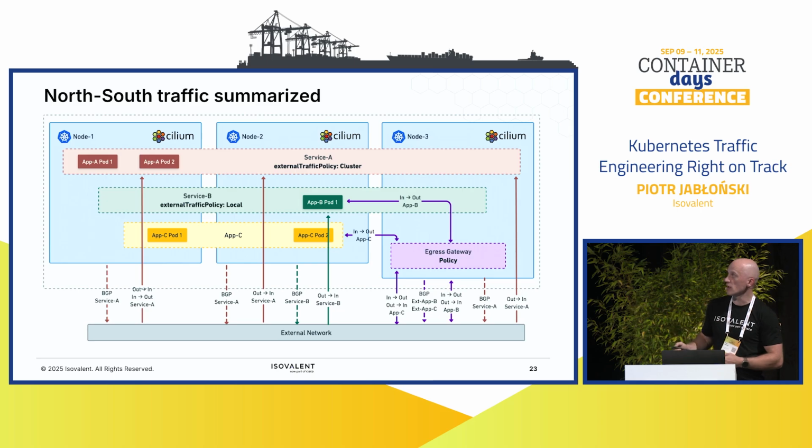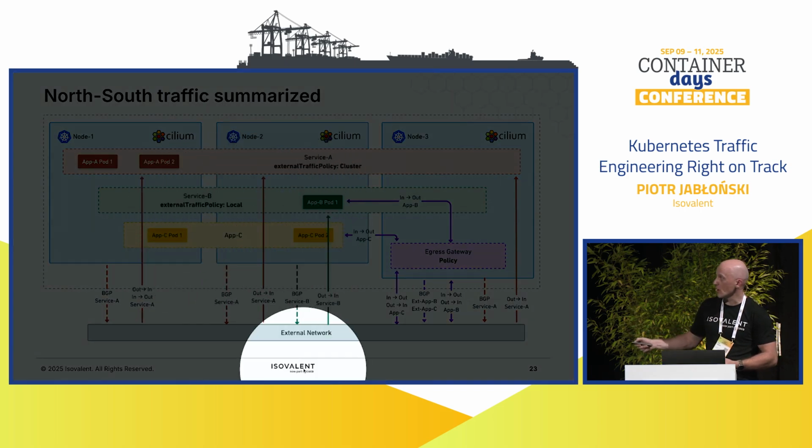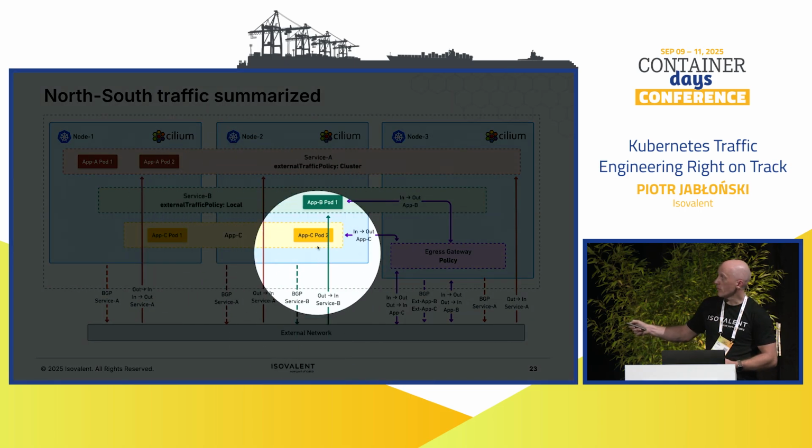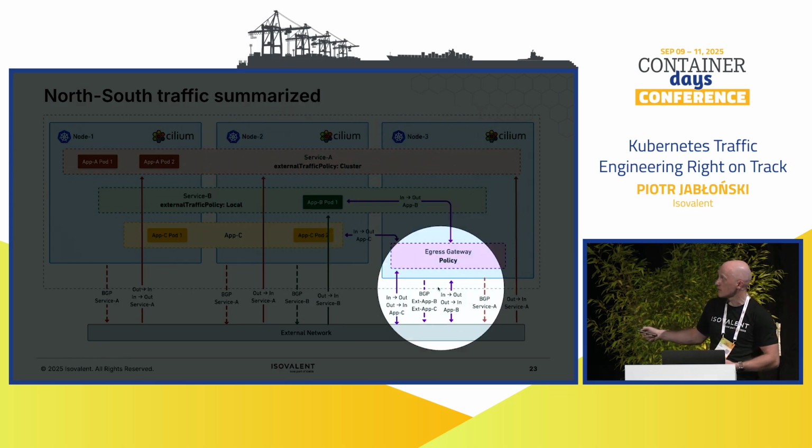But application B, which is the green one, can use both. It can use ingress services for the traffic coming in via node number 2, but also can initialize the traffic through the egress gateway.